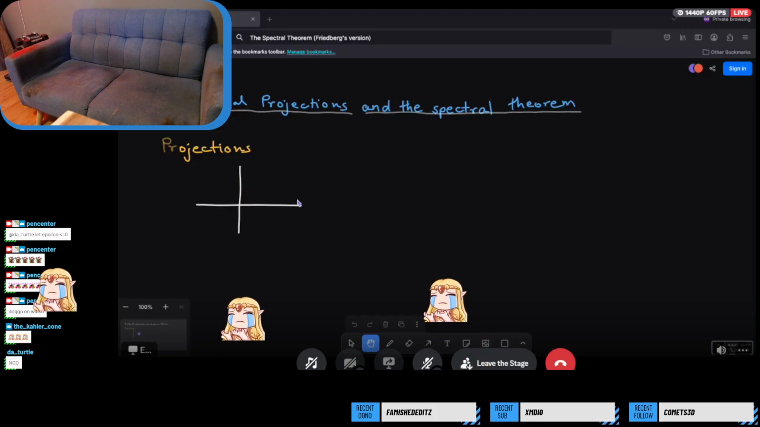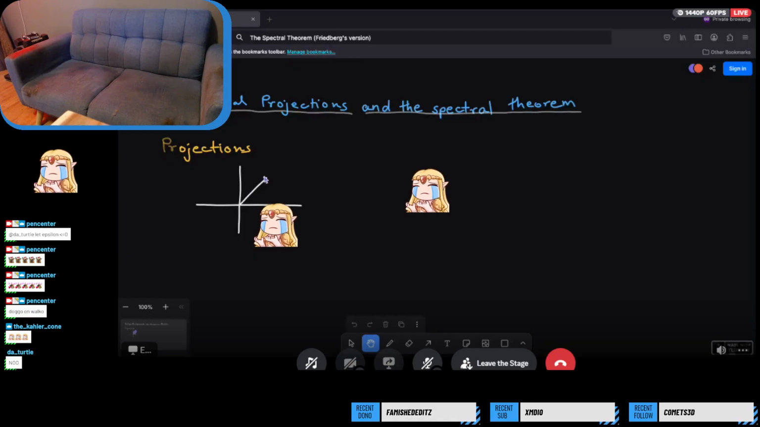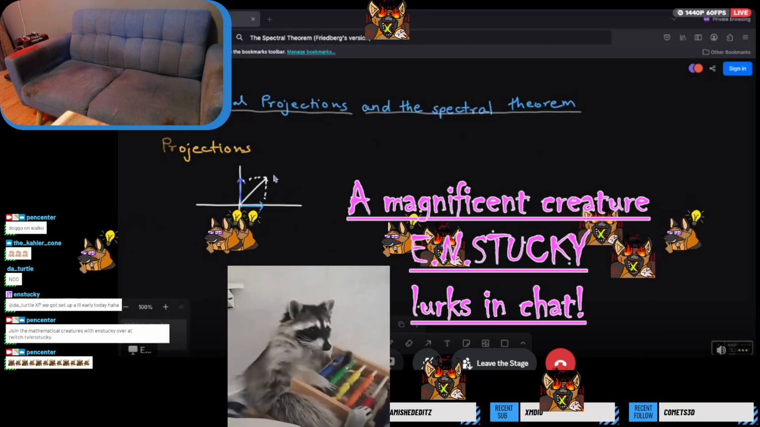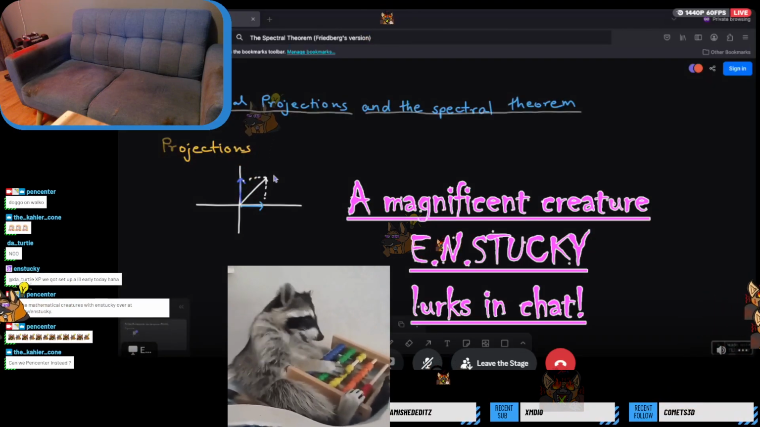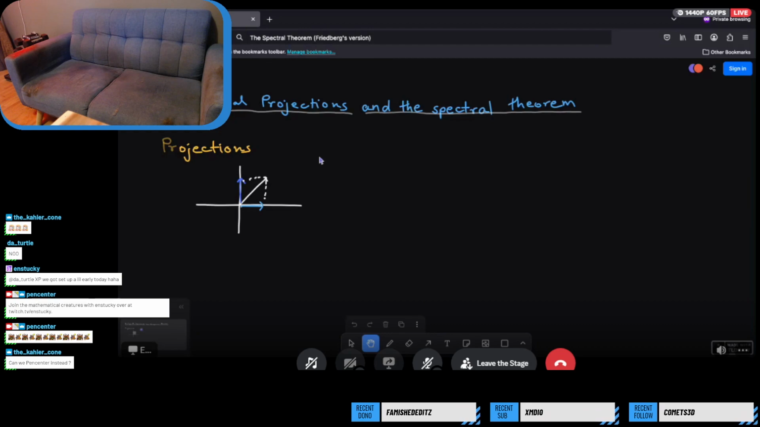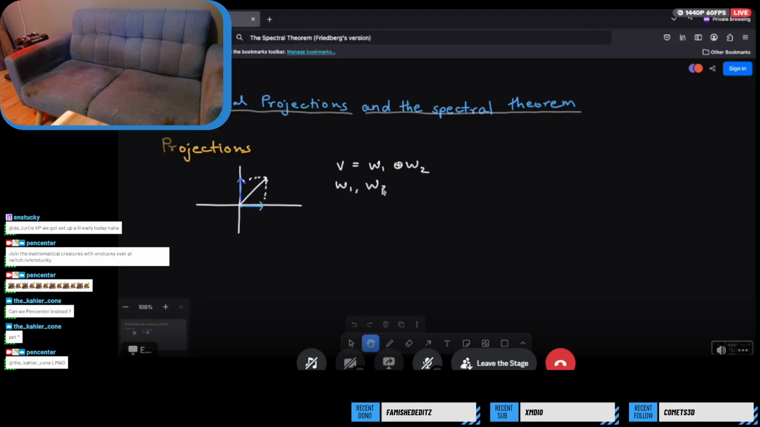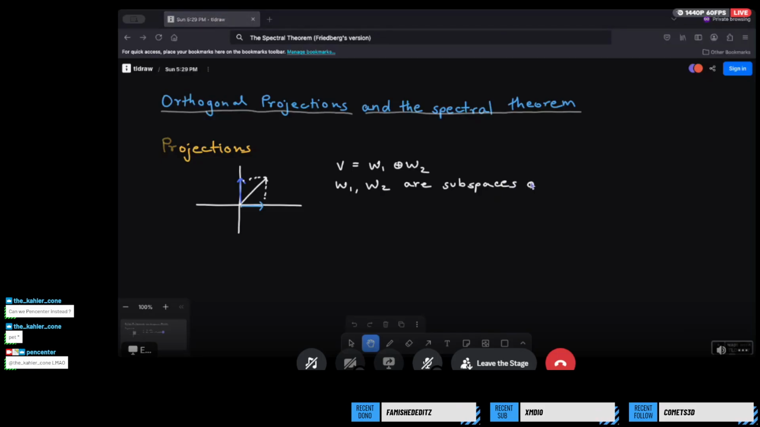Intuitively, everyone understands projections on some level. I draw a vector here, and you intuitively understand this would be the projection on the x-axis, and this on the y-axis, right? But we need to really put words to this intuition. To do this, we use a handy tool called direct sums, which basically decomposes your space into two subspaces. Here W1 and W2 are subspaces of V.